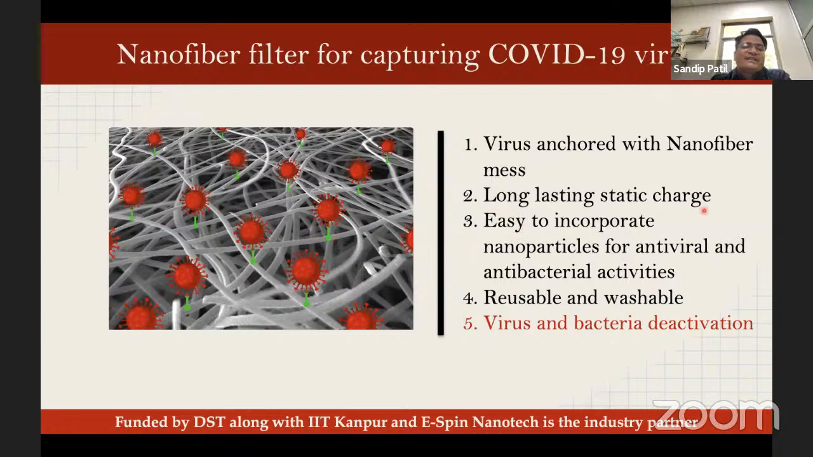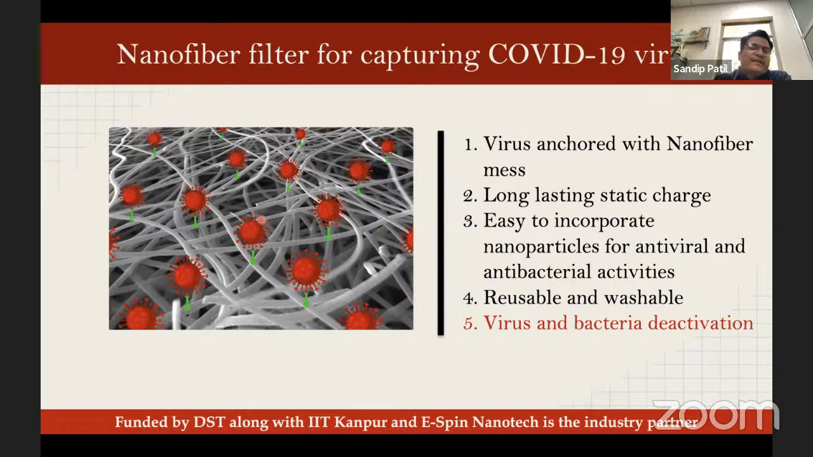It has a long lasting static charge, which is highly important when you want efficient filtration with a lower pressure drop. If you want to achieve the lower pressure drop, the physical separation has to be avoided largely. So one has to include the static charge in those particularly. Then it is easy to incorporate nanoparticles for the antiviral and antibacterial.